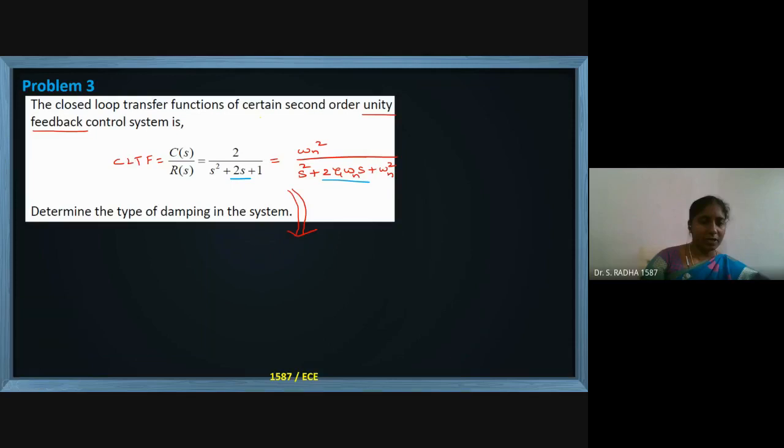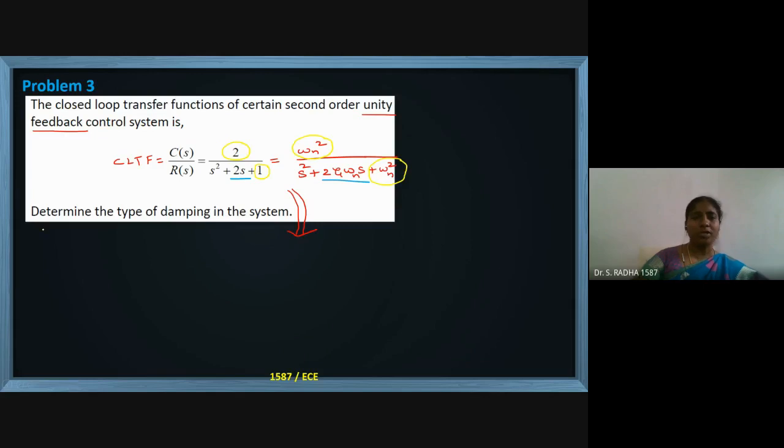What is the problem? In the numerator we are having 2, or omega n square. But in the denominator's last term, omega n square is 1. So you should see that both the places omega n square should be same.